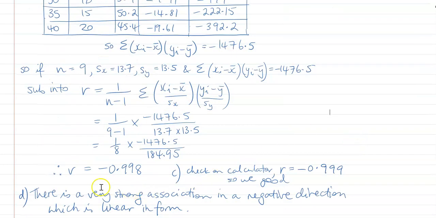Okay, from that correlation coefficient value, we can establish that it's a very strong association because it's very close to 1, and it's in a negative direction because the correlation coefficient has a negative value, and it's linear in form from the scatter plot.